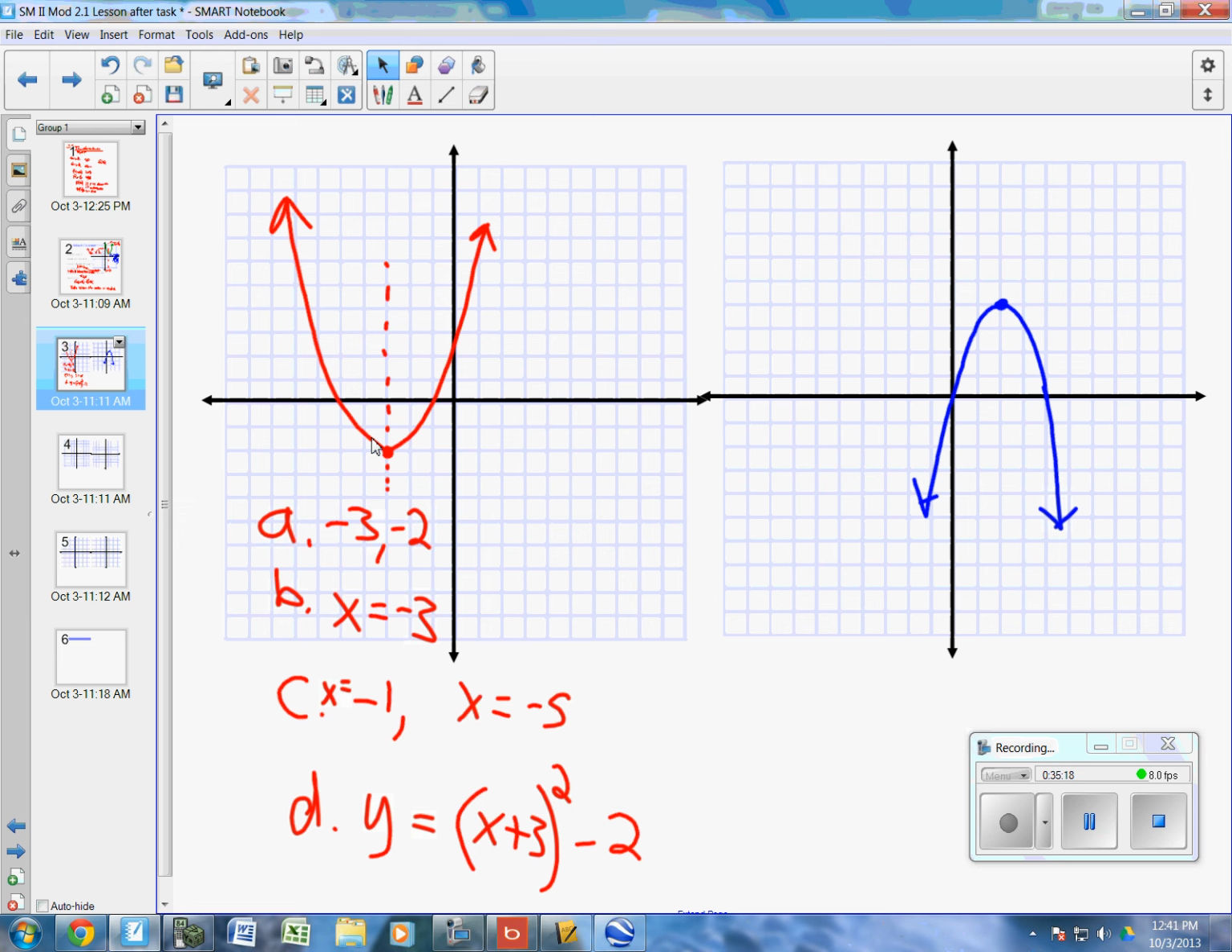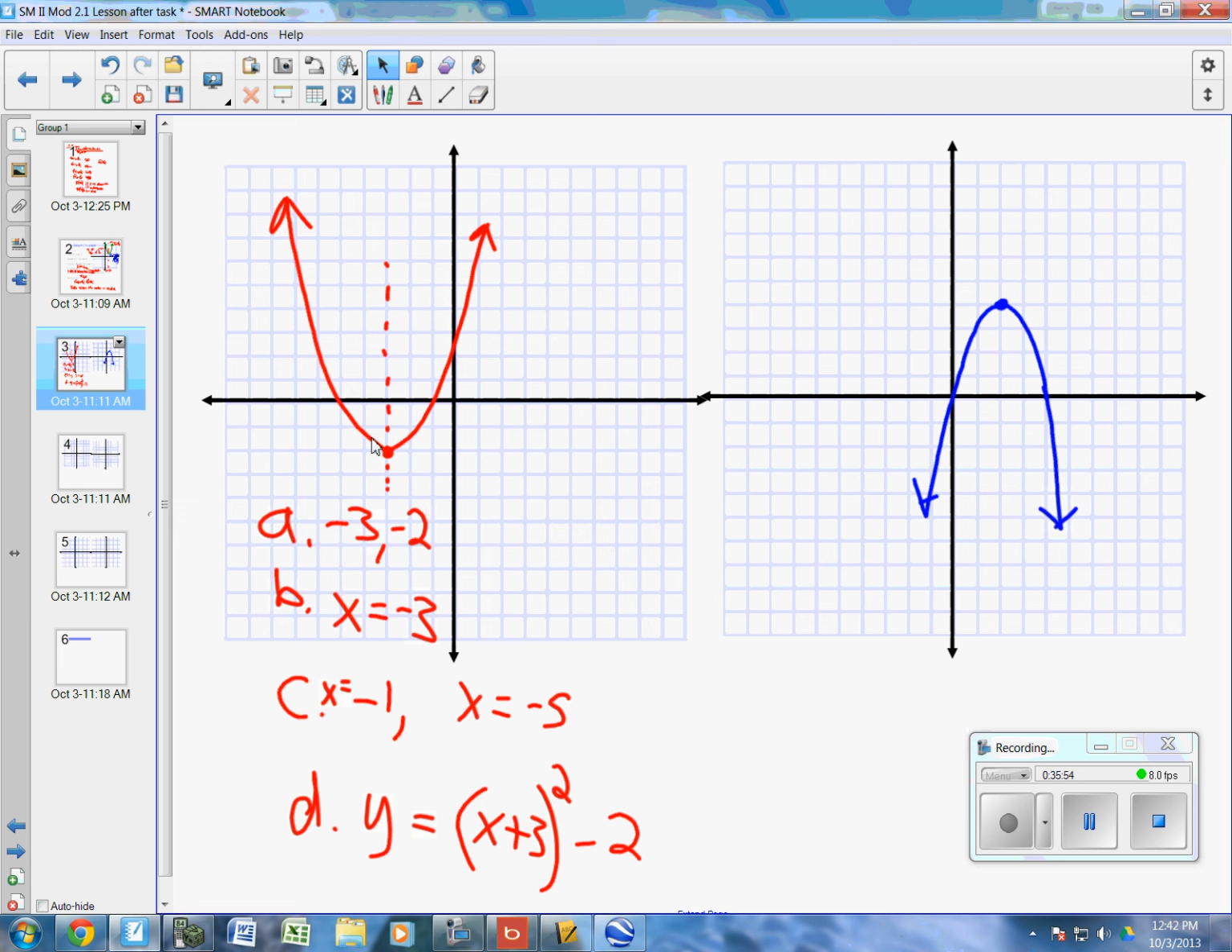A, the vertex. Justine, the equation of the axis of symmetry. The axis of symmetry is the vertical line that goes through the vertex. So it's always going to be x equals whatever the x coordinate of the vertex is. No, the axis of symmetry is the vertical line. The equation is x equals -3. Okay, does that clarify it for you?